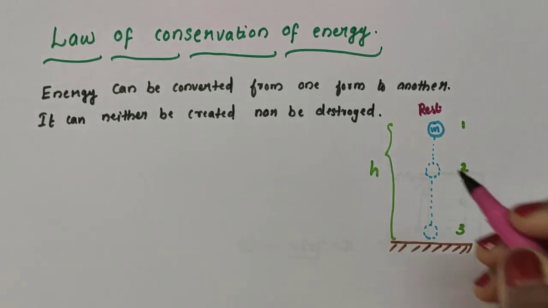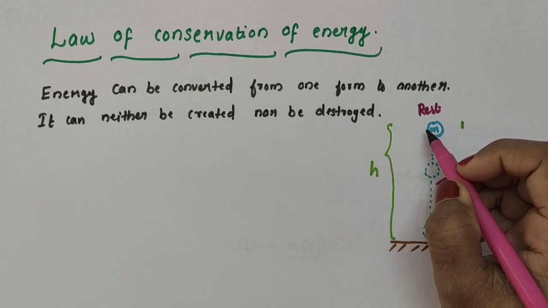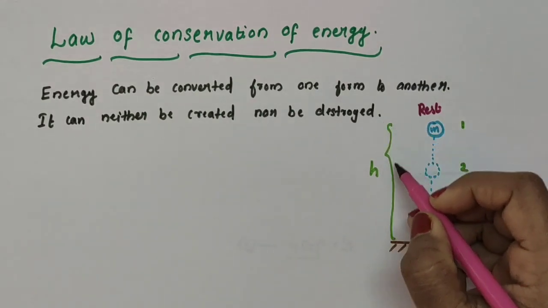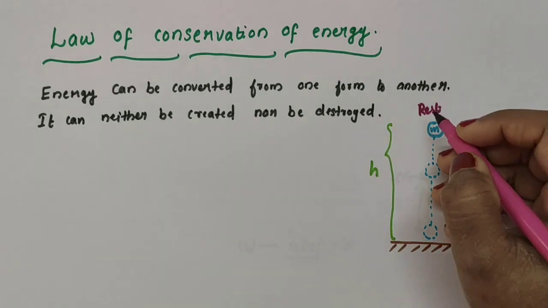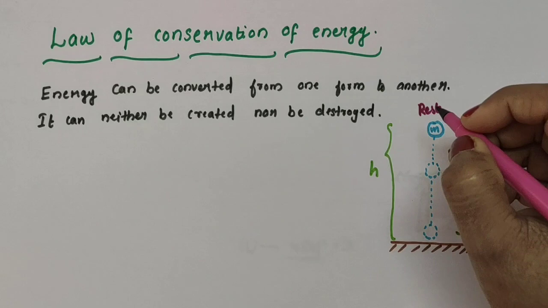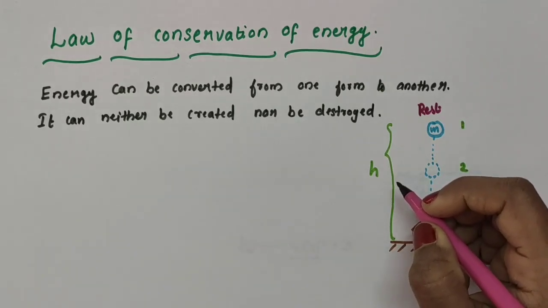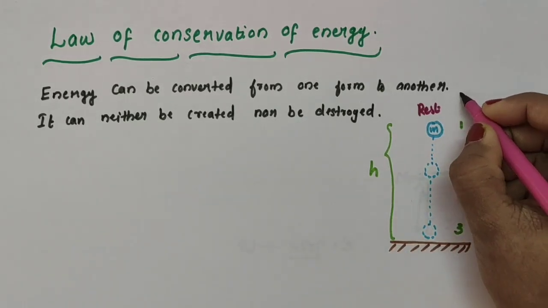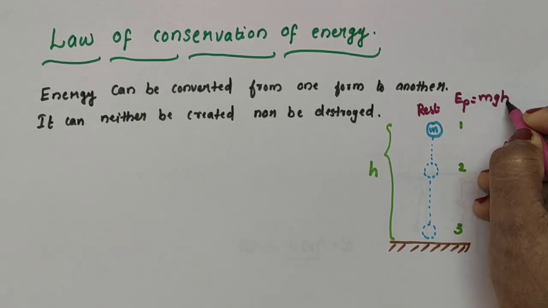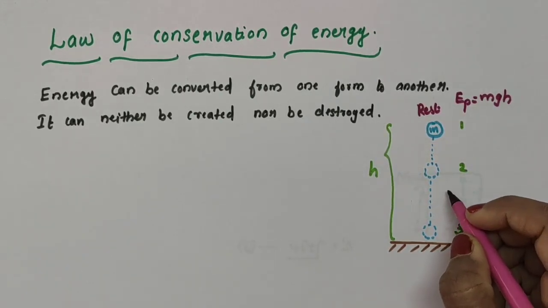Okay, see, what kind of energy is possessed by this object? Potential energy, no? Because it is at a height h above the ground. So the object possesses some potential energy. Right. So what about its potential energy? We have the expression for the potential energy. Potential energy EP is equal to mgh.